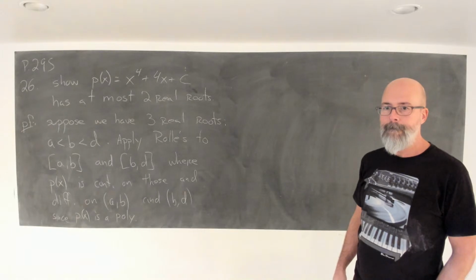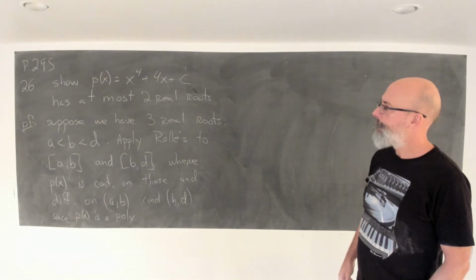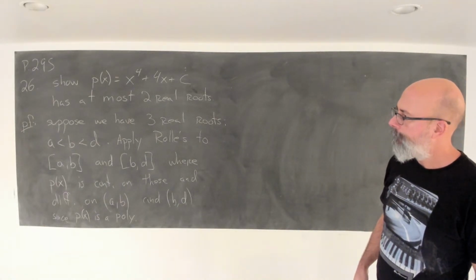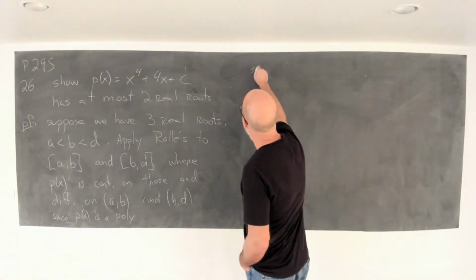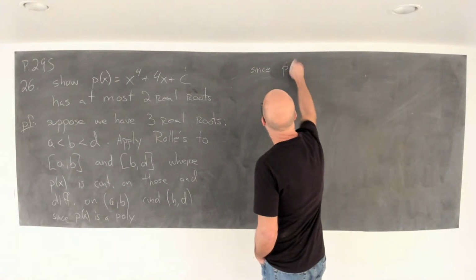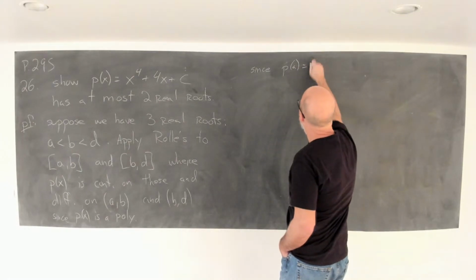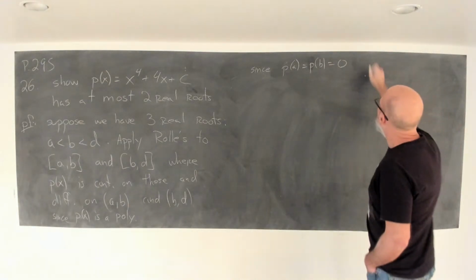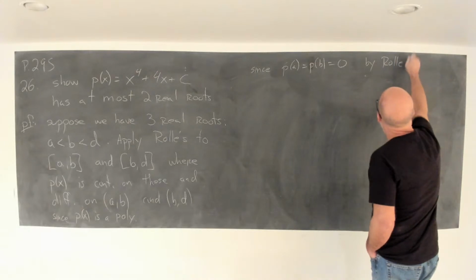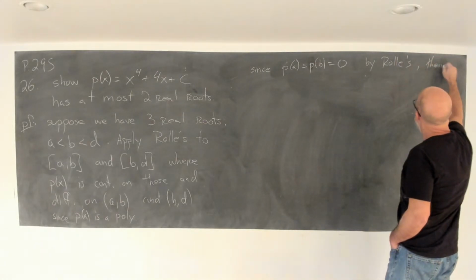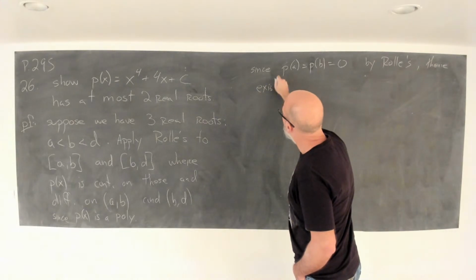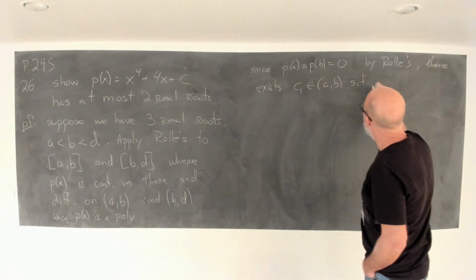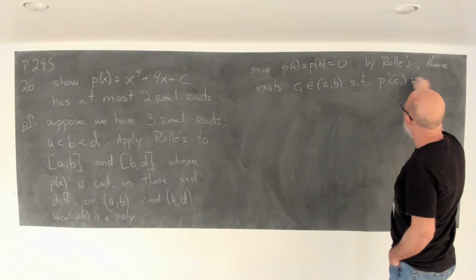Very well. So apply Rolle's theorem to the interval AB. What's the conclusion? Since P of A is equal to P of B, well, in fact, they're both equal to 0, by Rolle's theorem, there exists, let's call it C1 in the interval AB, such that P prime of C1 is equal to 0.